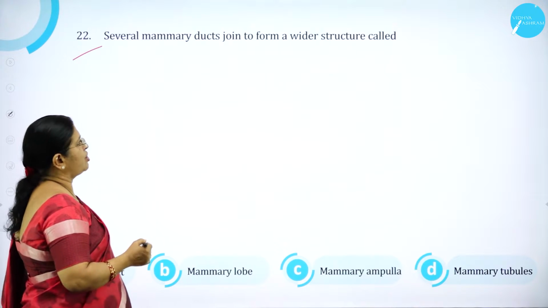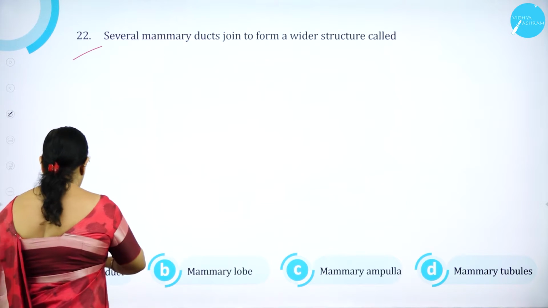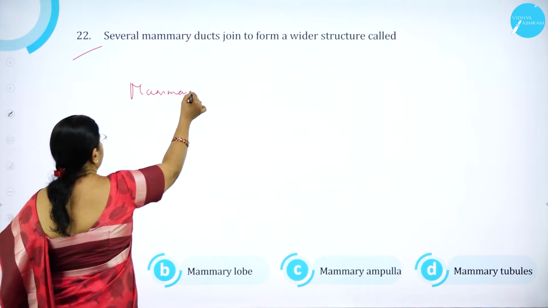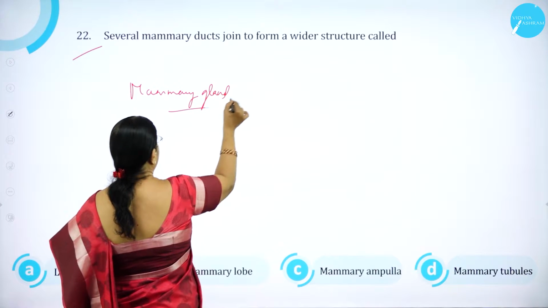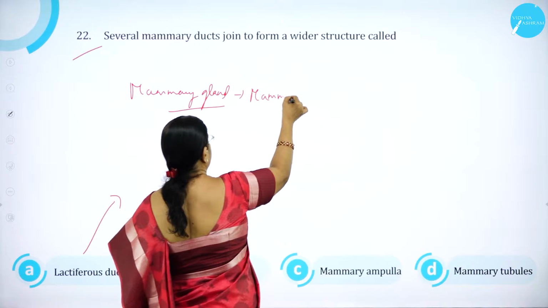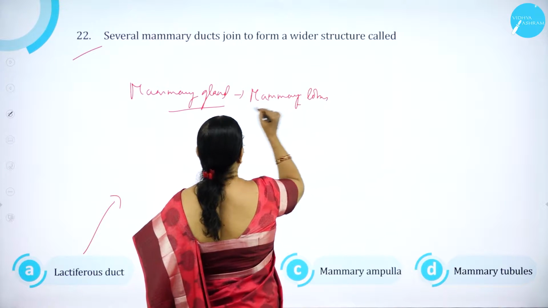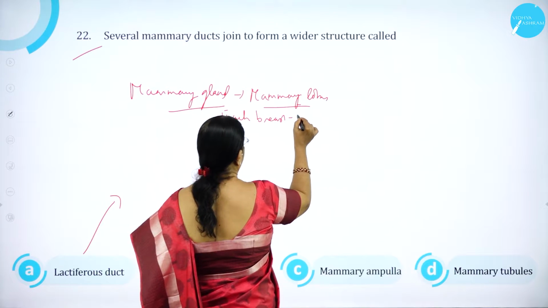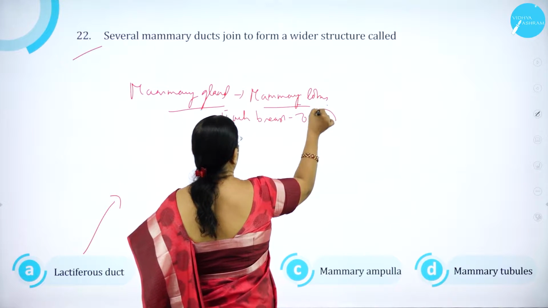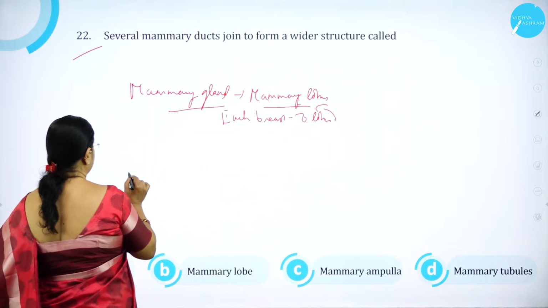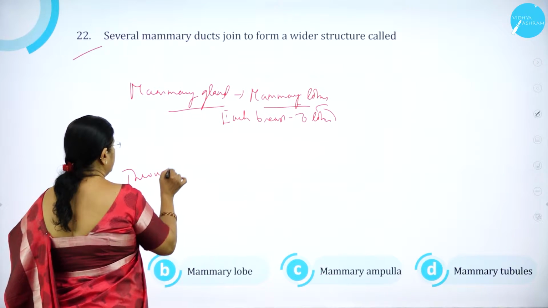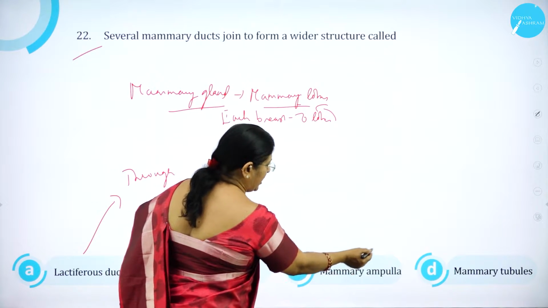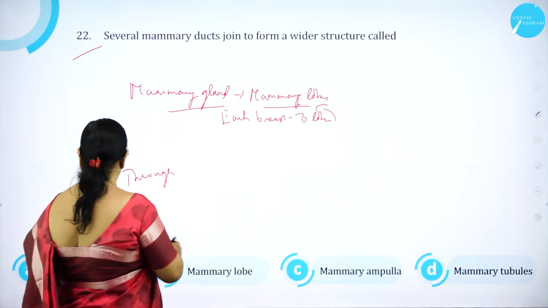Several mammary ducts join to form a wider structure called lactiferous ducts. So usually the mammary gland is made up of mammary lobes. So each breast would be made up of around 50 lobes called mammary lobes, and lactiferous ducts through which. So option A lactiferous duct, B mammary lobe, C mammary ampulla, D mammary tubule. So which is the right option?